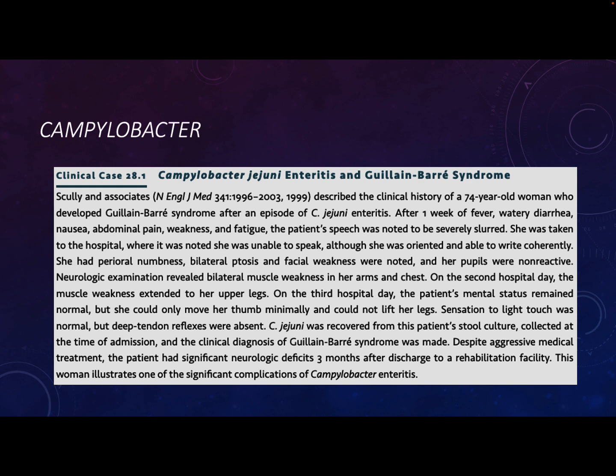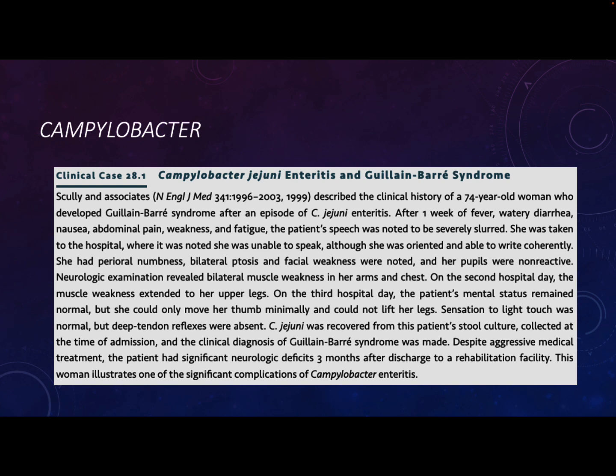Neurological examination revealed bilateral muscle weakness in her arms and chest. Again, that bilateral nature of the weakness, the bilateral drooping of the eyelids, is counter to what we would see with a stroke. Typically with stroke patients, it affects one side of the body or the other. So she's having these symptoms on both sides. On the second day, the weakness extended to her upper legs. On the third day, her mental status was normal, but she could only move her thumb minimally, and she could no longer lift her legs.